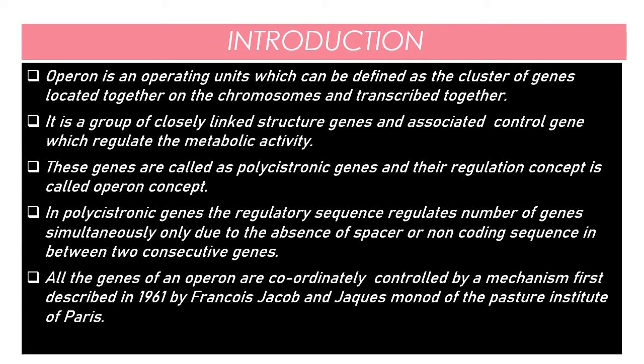In polycistronic genes, the regulatory sequence regulates a number of genes simultaneously only due to the absence of spacer or non-coding sequence in between the consecutive genes. All these genes of an operon are coordinately controlled by a mechanism first described in 1961 by Francois Jacob and Jacques Monod of the Pasteur Institute of Paris.